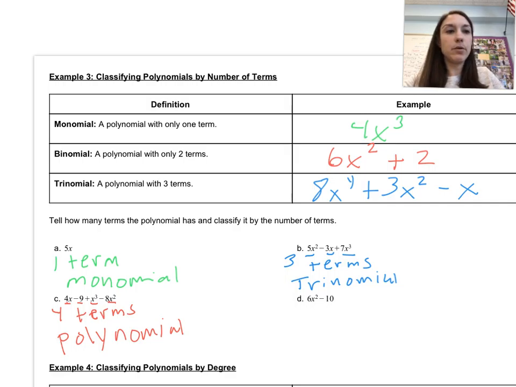And our last example, in letter D, we are going to look at 6x squared minus 10. 6x squared is a term, and negative 10 is a term. So that gives us 2 terms altogether. And if we label that, that would be called a binomial.